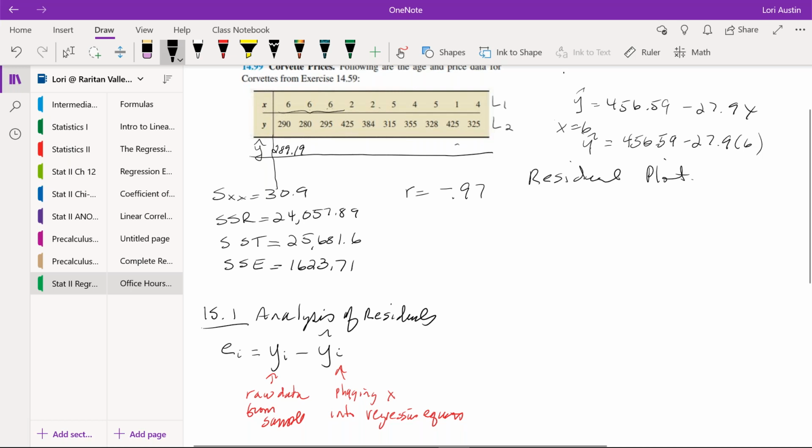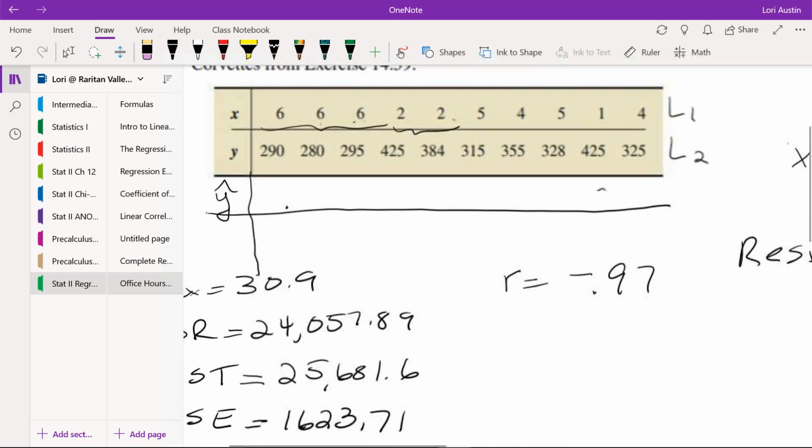So for 6, I got 289.19. For the 2 2s, I can't write it like all the times, let me see if I can make this bigger. That might work better if I make it a little bit bigger. Then I can get the numbers in there. So for 6 again, 289.19, and for 6 again, 289.19.